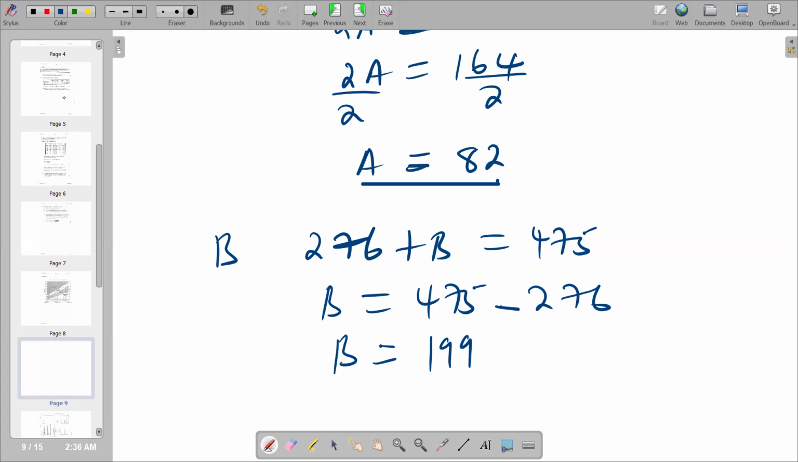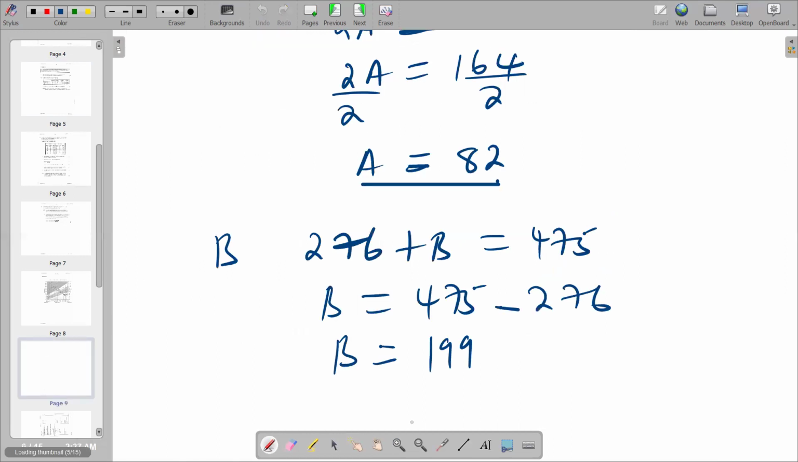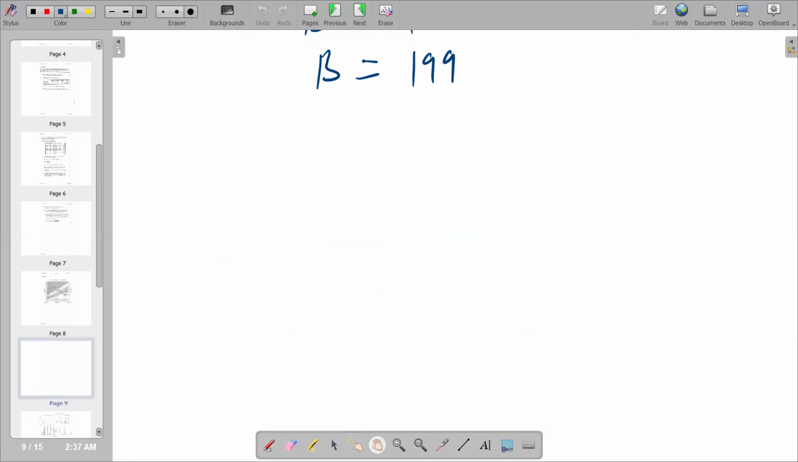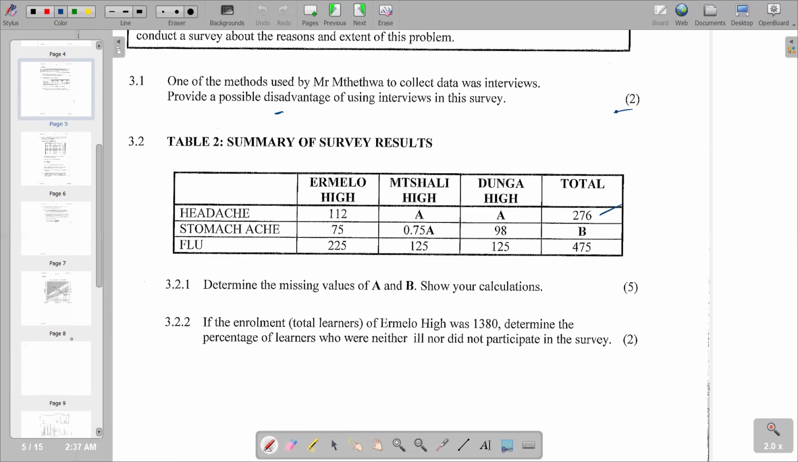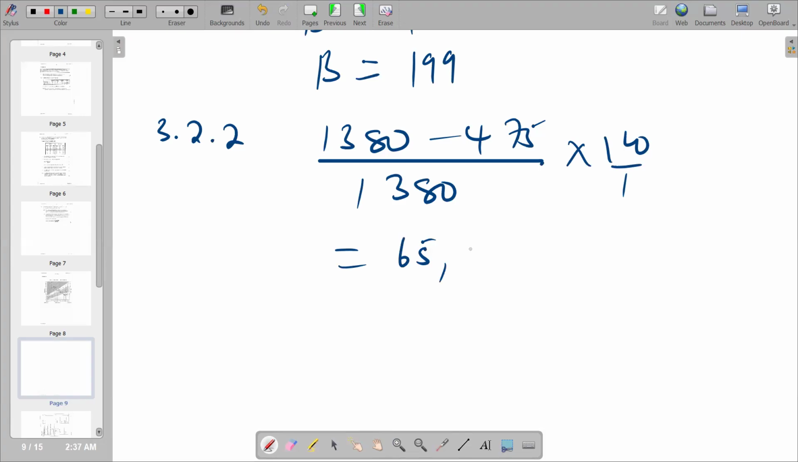Then we move on to the next question, in brackets: total learners of MLI was 1,380, of whom 475 did not participate. So from there we take 475 divided by 1,380. So we are saying 3.2.2, whereby we are saying 1,380 minus 475, and then we divide by 1,380 and multiply by 100 over 1. The answer is 58. So this is what we have in 3.2.2.